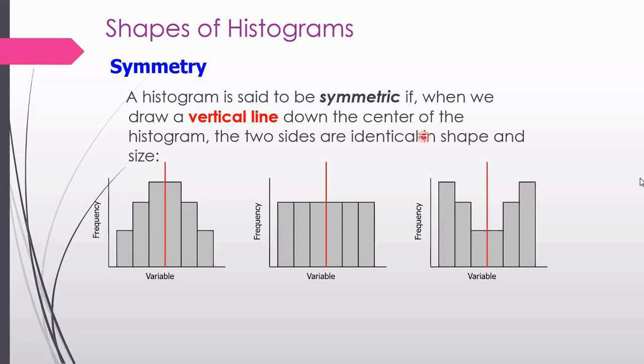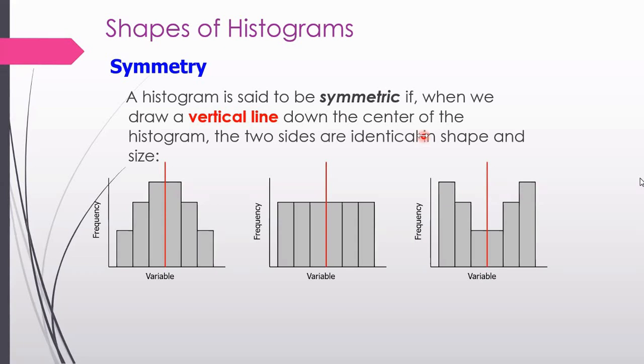If it is symmetrical, then the two sides are identical in shape and size when we draw a vertical line through the center of the histogram. If it's not symmetrical, then we say that it's a skewed histogram. There are two different skews we can identify, left skewed and right skewed.